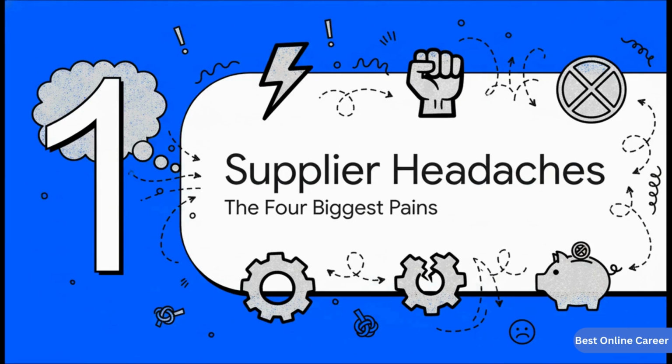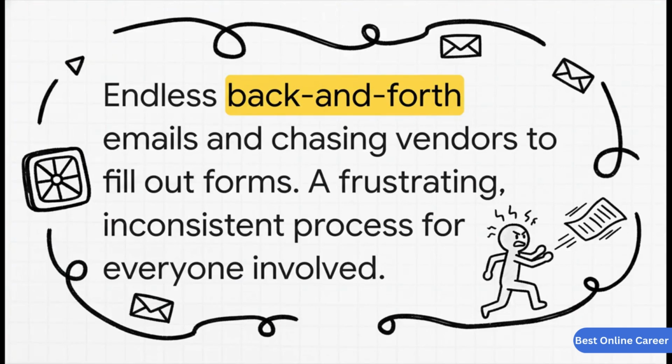So let's break down the 4 biggest ones that companies run into when they just don't have a single source of truth for all their supplier data. First up, inconsistent onboarding. You know what I'm talking about. The endless back-and-forth emails, chasing down vendors to fill out just one more form, and having absolutely no standard process. Every new supplier feels like you're starting from scratch, and it wastes time and creates a ton of frustration for everyone.